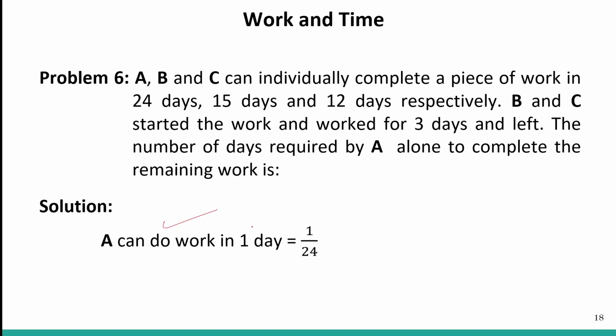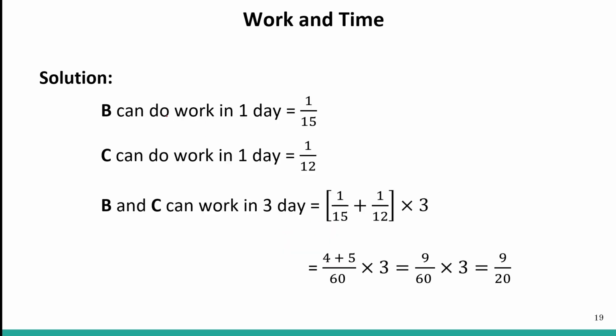So A can do the work in 24 days, so what is its work rate? The work rate will be 1 by 24, that is the reciprocal of how many days it takes. B can do the work in 15 days, so the work rate of B is 1 by 15 tasks per day. And C's work rate will be 1 by 12 tasks per day.